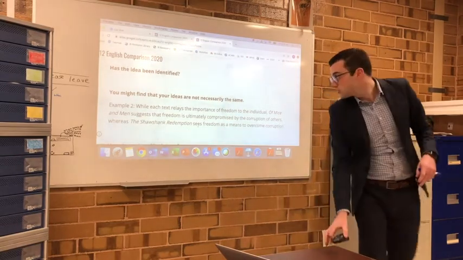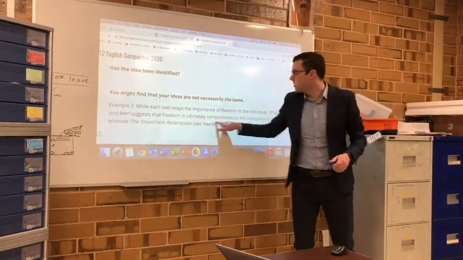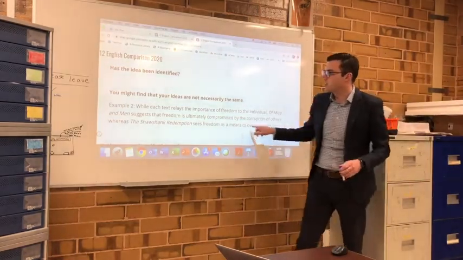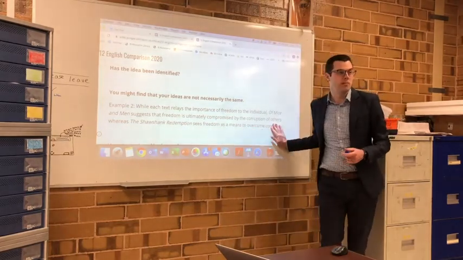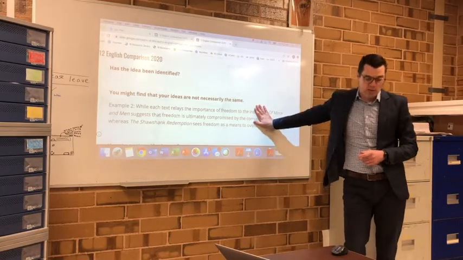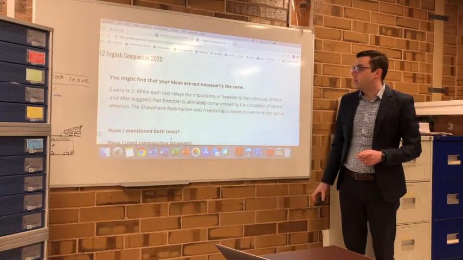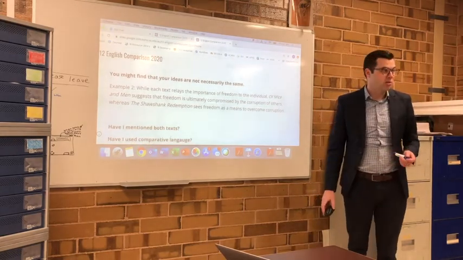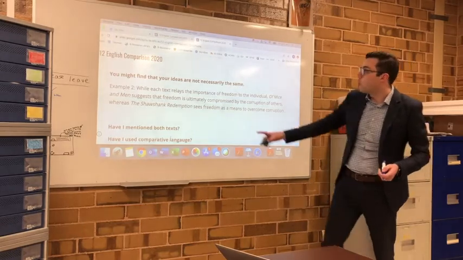While each text relays the importance of freedom to the individual, Of Mice and Men suggests that freedom is ultimately compromised by the corruption of others, whereas The Shawshank Redemption sees freedom as a means to overcome corruption. Okay. Have I mentioned both texts? Yes. Have I included comparative language? Yes. Okay, so you can see it in here, like "while."